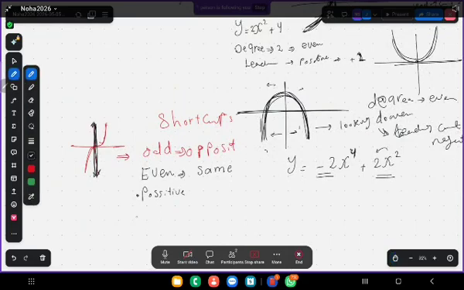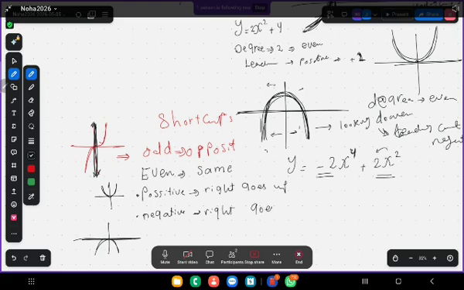Positive or negative will give me a very important piece of data. What is it? If it was positive, it means the right goes up. Right goes up. Like that. Okay? And if it was negative, it means what? That the right goes down. Now it's okay?